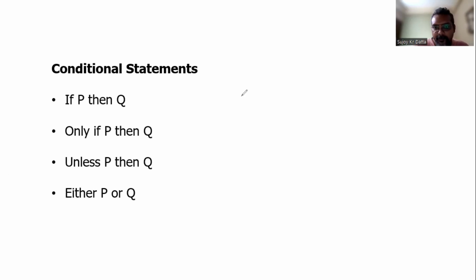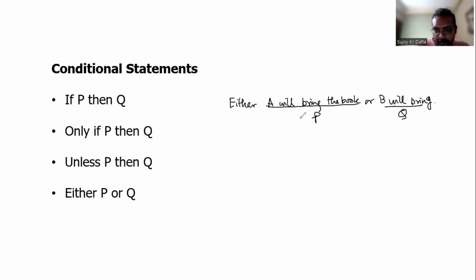The last one, either P or Q. So either A will bring the book or B will bring the book. So this is your P, that's your Q. One of them has to bring the book. That is the condition. Either P or Q means at least one. At least one of them has to work out, has to be true.